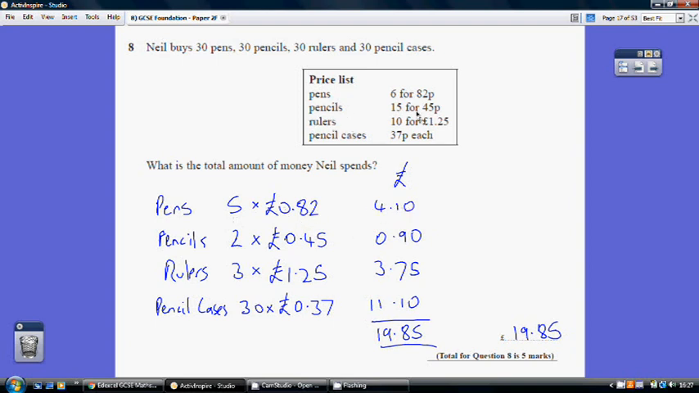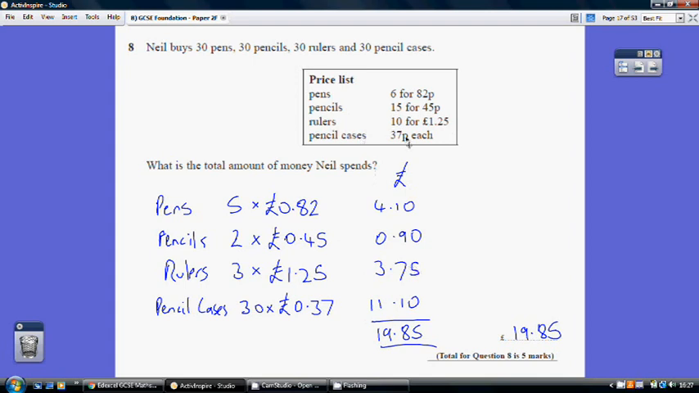Now pencils come in packs of 15, so we only need 2 packs to get 30. So 2 packs at 45p a pack, 2 lots of 45p gives me 90p, or £0.90. Now rulers come in packs of 10. Again, I need 30, so I need 3 packs. 3 lots of £1.25 is £3.75.